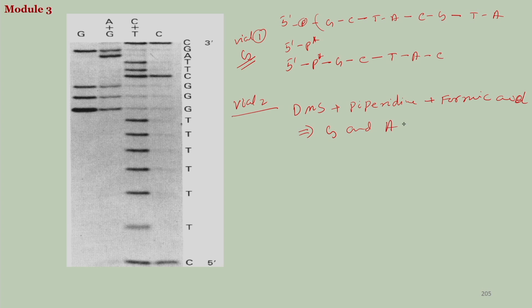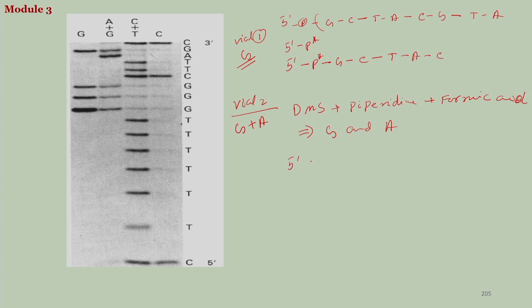And therefore, this cleaves both G and A. So, wherever you have the methylation, wherever you have a G, wherever you have an A, both will be cleaved off under this condition. So, vial 2 we call it now G plus A, it will cleave G, it will cleave A both.